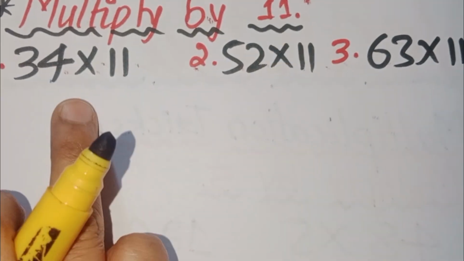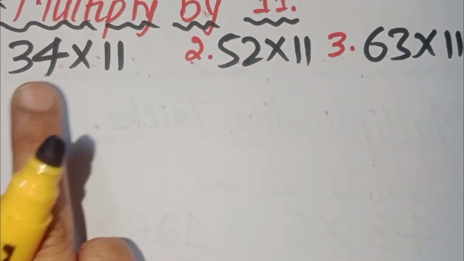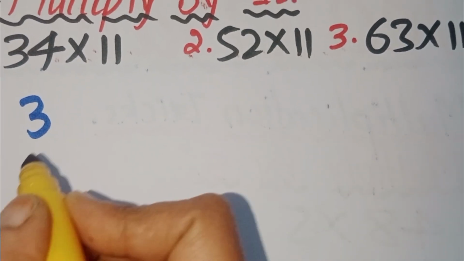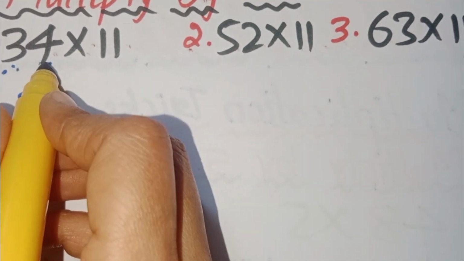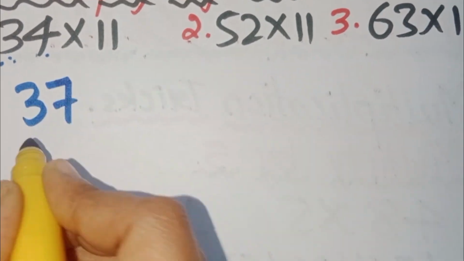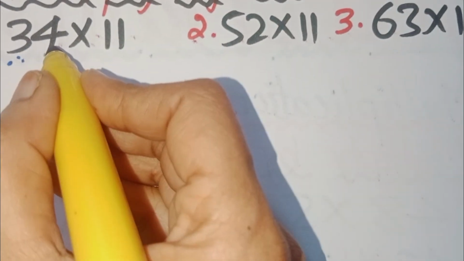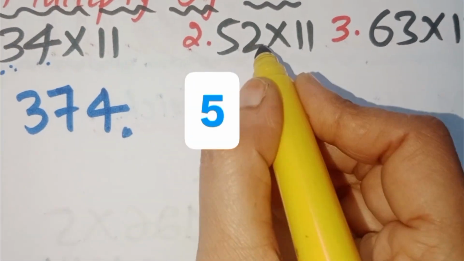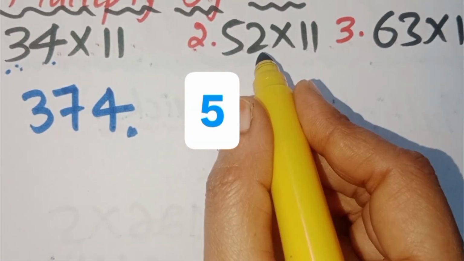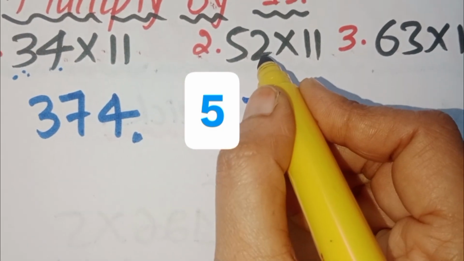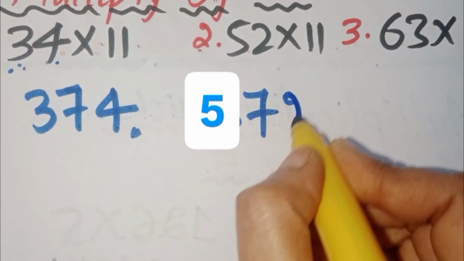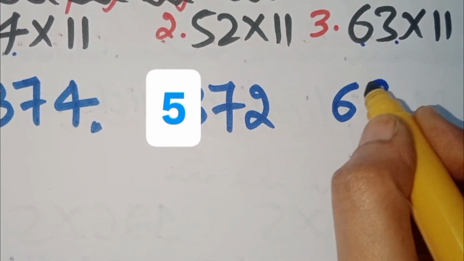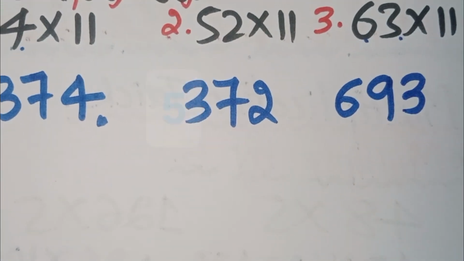Multiply by 11. To multiply a two-digit number by 11, write the first digit. Then write the sum of both digits. 3 plus 4, 7. And finally write the last digit. 7. First write the first digit. Then add both the digits. 5 plus 2, 7. Then finally write the last digit, 2. Write first digit. Add both numbers. Write the last digit. Trick number 4.